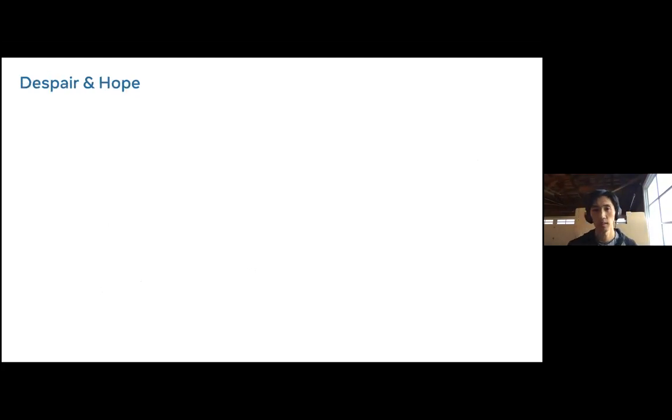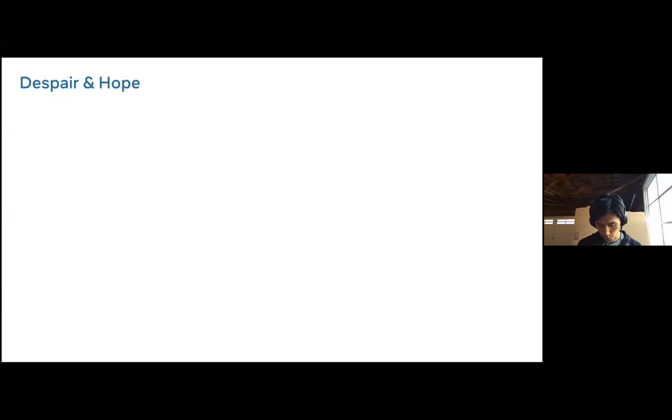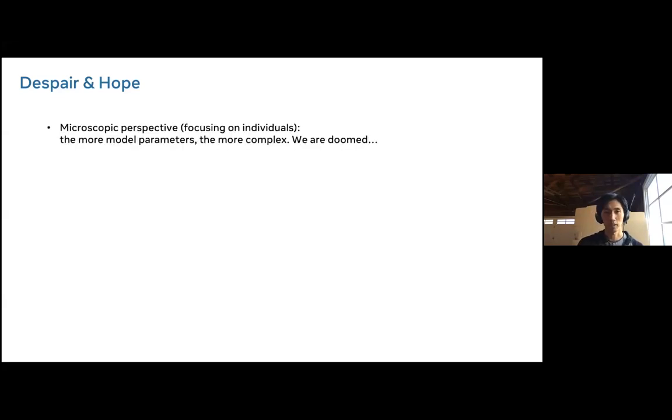Okay, great. So just to rewind because there were questions. We're trying to understand this trained function distribution. But in general, you have a bunch of model parameters, too many things, and you may have two different perspectives depending on your personality. So one is to despair.